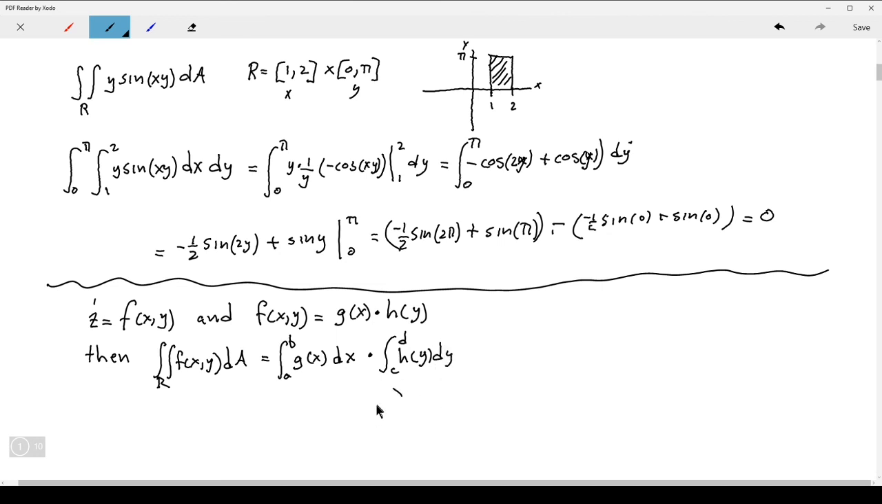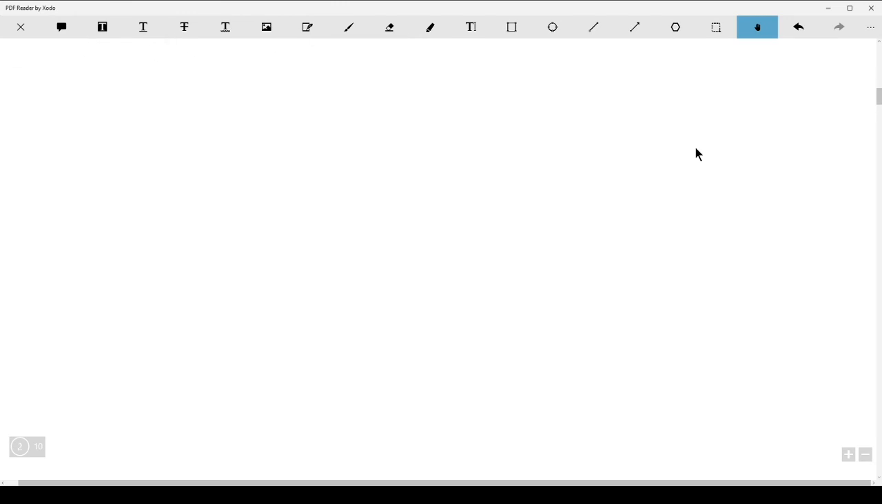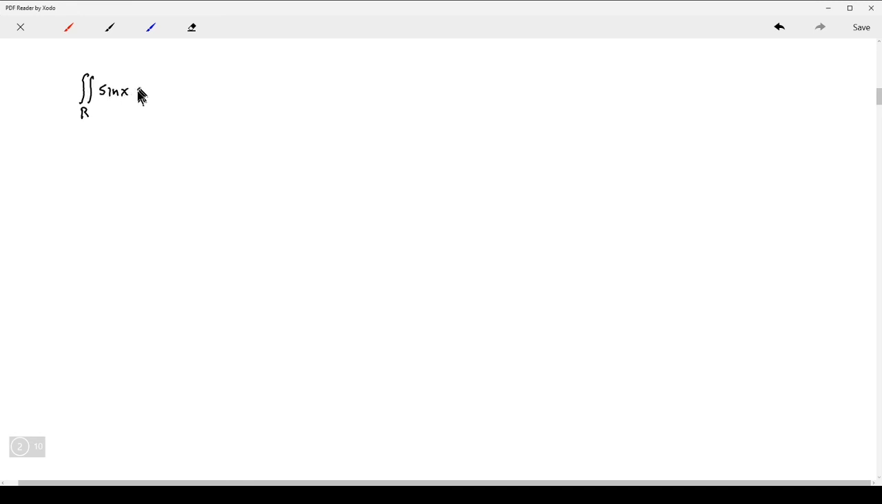I have a little example here that I probably can't fit on this page. Nope, not going to fit, so we'll go up here. For example, I have the double integral over a region of sine x cosine y dA, and my region is 0 to pi over 2 for x and 0 to pi over 2 for y.